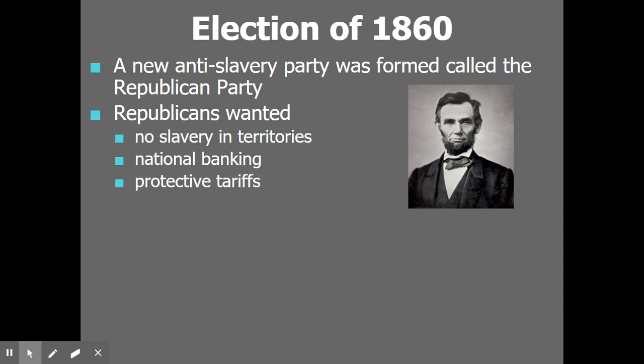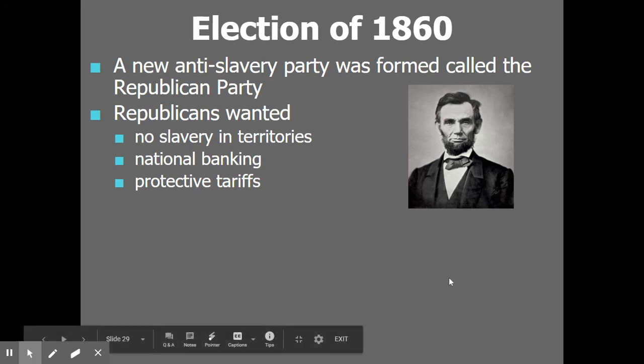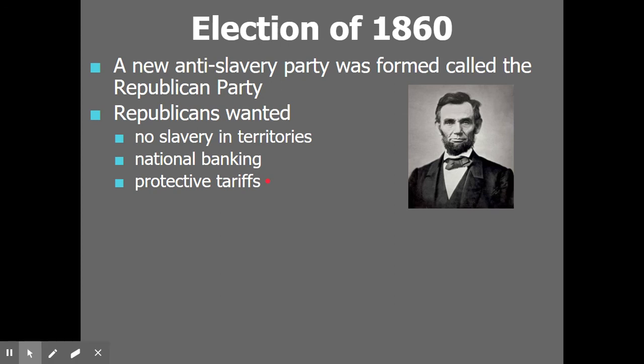Among other things, the Republicans were against slavery. They didn't want there to be any slavery in the new territories. They also wanted national banking, and they were in favor of protective tariffs. So I'm sure you can imagine that between no slavery in the territories and protective tariffs, the South was like, no way, with the Republican Party. They were not interested in the Republican Party because of those two issues.